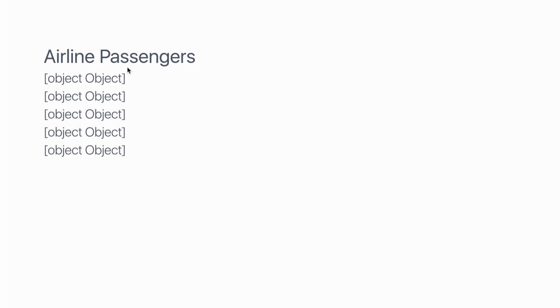So you can see that we have airline passengers. We obviously have 5 passengers in our flight today, and we have all 5 objects that have been printed out to the DOM. Now, obviously, we want to display the individual keys. So let's go back and actually make this work properly with the ngFor.